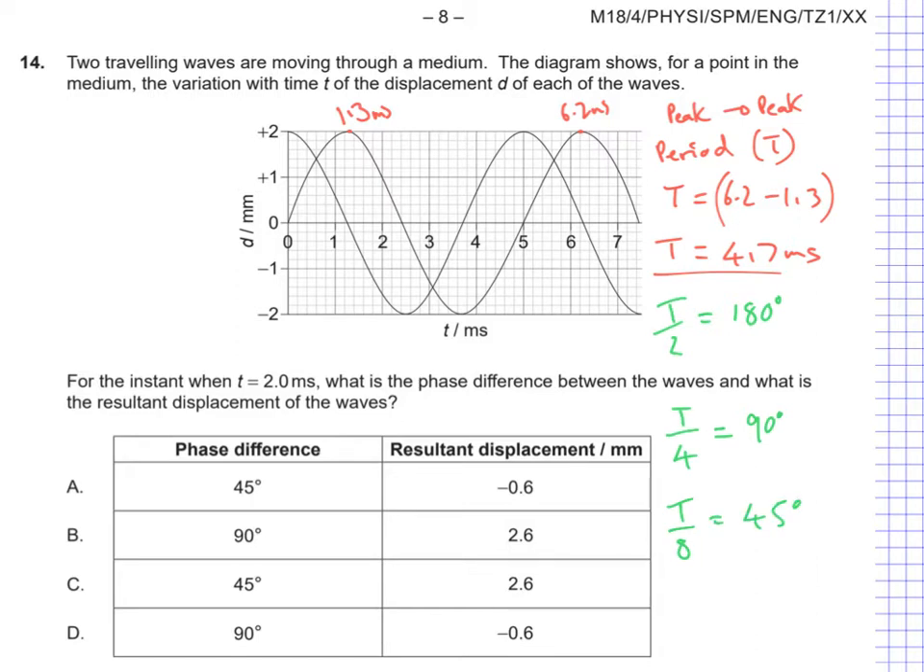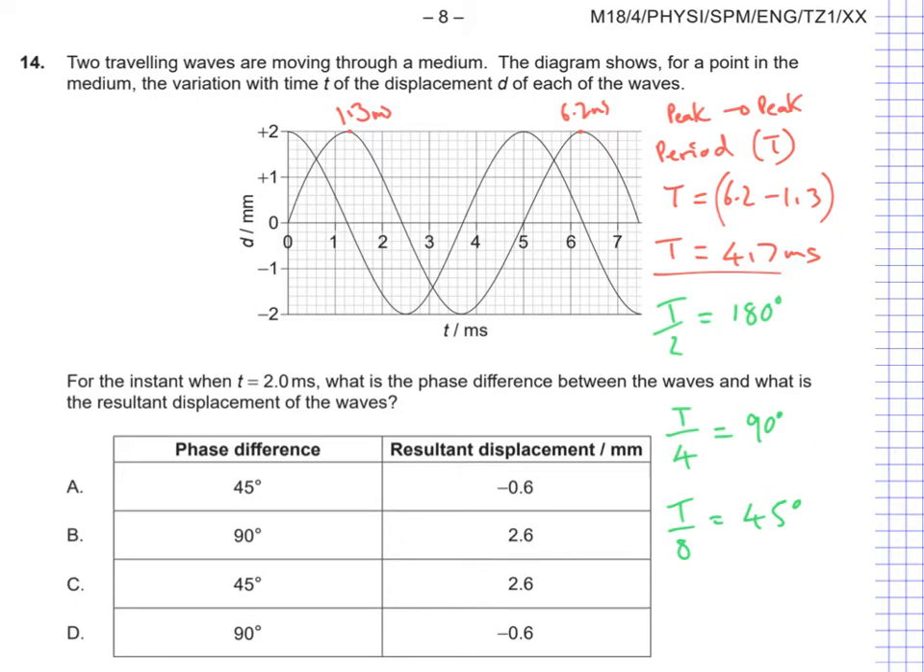So in the question, let's look at the first bit. We're asked to consider a time point on here. It's 2 milliseconds. We're asked, what is the phase difference between the waves? And what is the resultant displacement of the waves at this time? Well, the phase difference will be the same wherever we are, so we don't need to worry about this 2 milliseconds. We just need to think about this period value. And the options we have are 45 or 90.